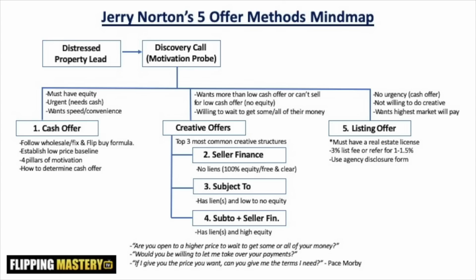So taking a look at this mind map, let's quickly review the 5 methods and when to apply them. Method 1 is an all cash offer, ideal when the seller has equity and needs a fast and convenient closing. Method 2 is seller financing, where the seller wants a higher price than all cash and owns the property free and clear and is willing to wait to get some or all of his money by creating a loan to you. Method 3 is subject to, ideal when there is an existing loan and little to no equity and the seller is willing to let you take over the loan.